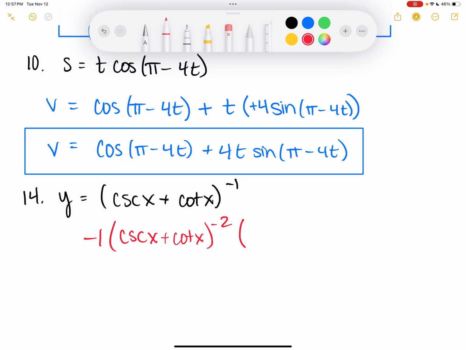So what's the derivative of cosecant of x? Negative cosecant of x, cotangent of x. Yep. Plus, what's the derivative of cotangent of x? Secant squared x. Oh, wait, let me think. No, it's negative cosecant squared x. Oh yeah. You were saying the one for tangent.